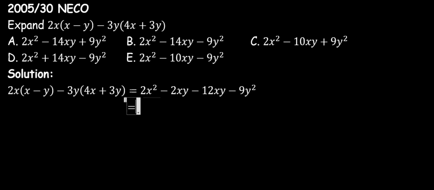Here we just simplify further. We have 2x² - 14xy - 9y². The result is that -2xy - 12xy is what gave us -14xy, and that is how far we are expected to go. Let's take another example.